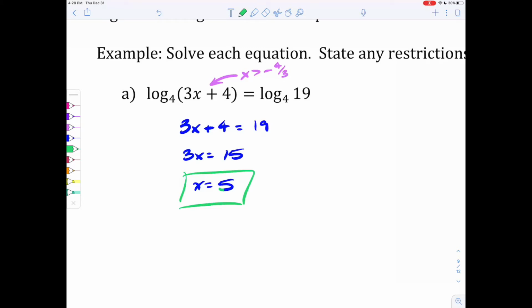I dare you to try the others. See what happens. And let's go for it. Remember that you will need to make sure it says log equals log. If you don't have that, then you cannot proceed.